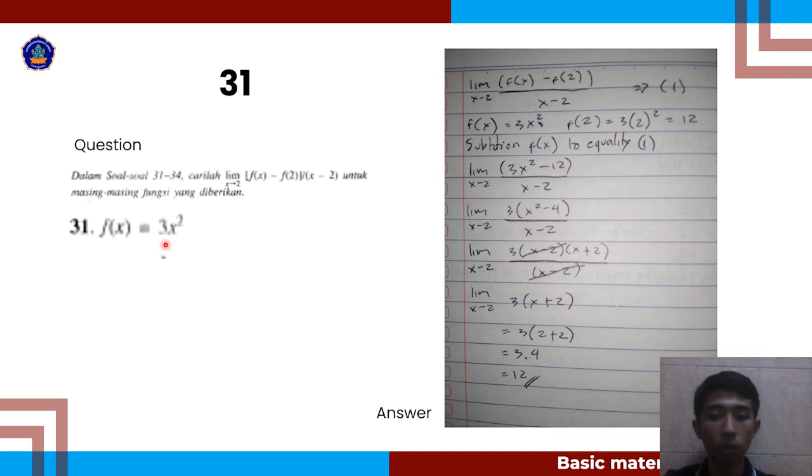And for the answer, this is the answer. And we will use this equality. The first is write the function like this. After that, we change x to be 2. So like this, f(2) equals 3(2), and the result is 12. We operate this equality for our function to be 12 as the result. And after that, we substitute f(x) into equality 1.